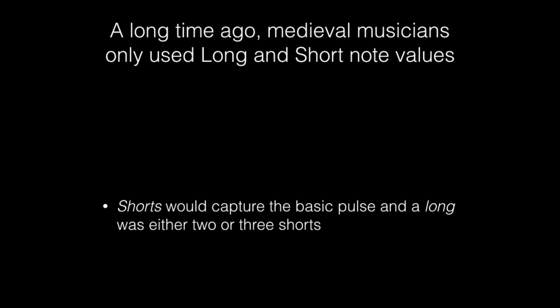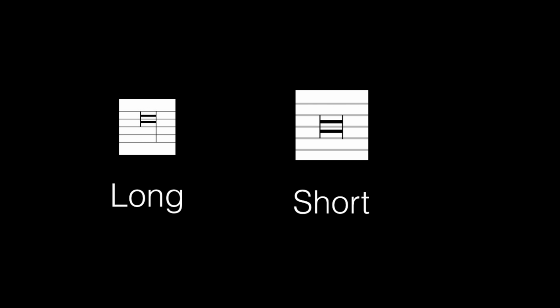So I'm going to talk about note values, but I want to start with a little bit of historical perspective. A long time ago, medieval musicians used only long and short note values. Shorts would capture the basic pulse, and then a long was either two or three shorts. And so you'd have something that looked like this and something that looked like that. A long was this box with a line on it, and then the short was just the box. They called the short the brief or the breve.